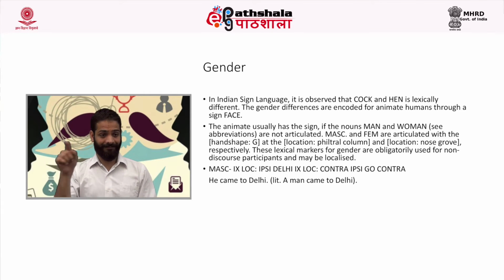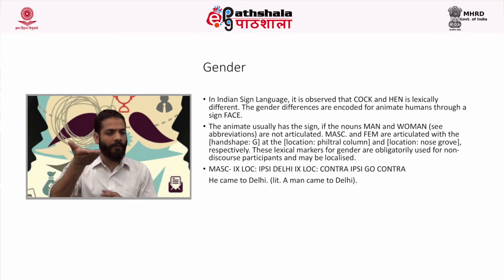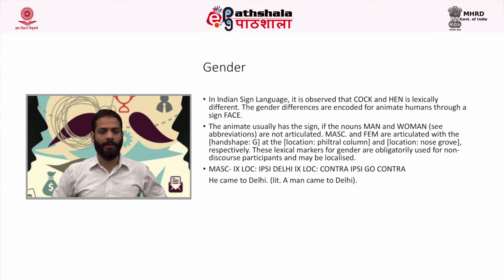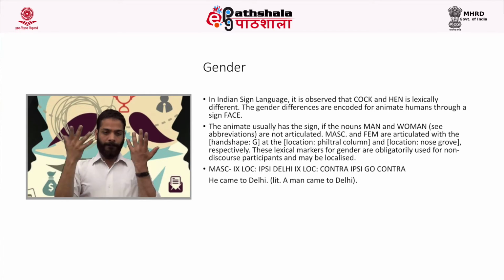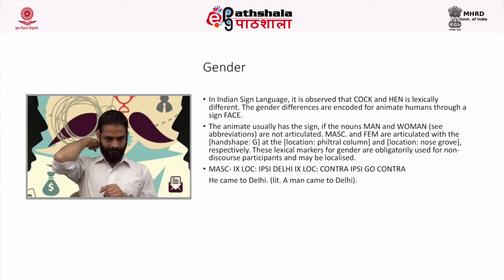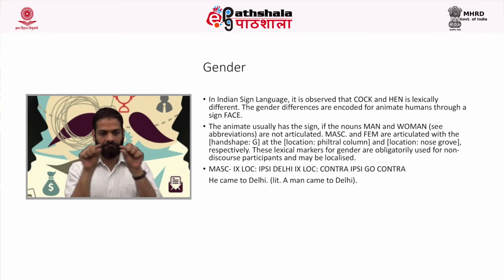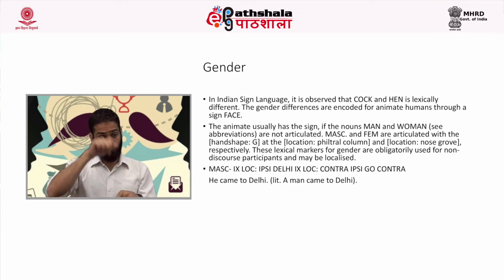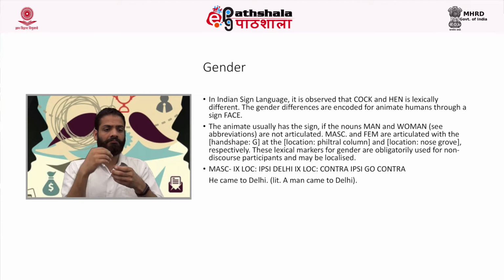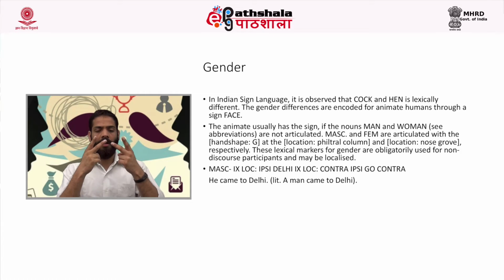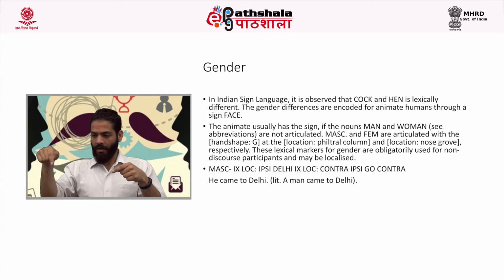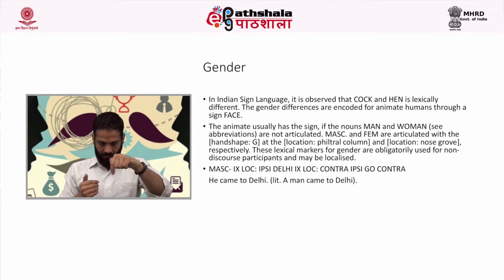The next grammatical category is gender. In Indian Sign Language, it is observed that cock and hen are lexically different. The gender differences are encoded for animate humans through a sign phase. The animate usually has a sign; if the nouns man and woman are not articulated, masculine and feminine are articulated with the hand shape G at the location of the mustache and the location of the nose groove for women.